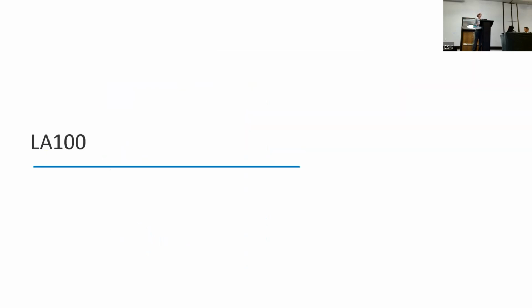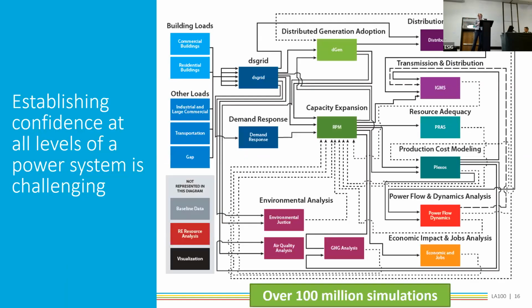Okay, so segue to LA 100. I already showed you the spaghetti diagram. For LA 100, we were contracted directly by LADWP. They wanted to know what they should be doing to move their system to 100% renewable energy in the next couple of decades. And they really wanted us to prove it to them that the system would be reliable. And so we kind of threw the kitchen sink at it.